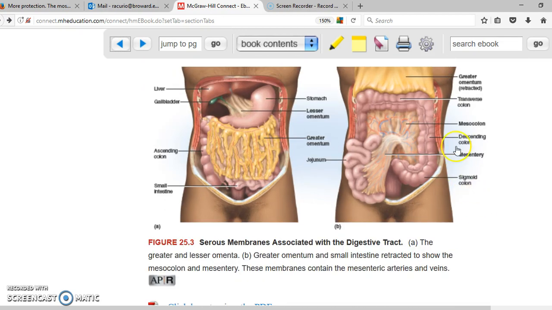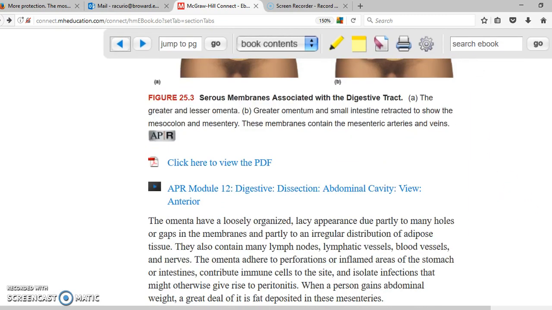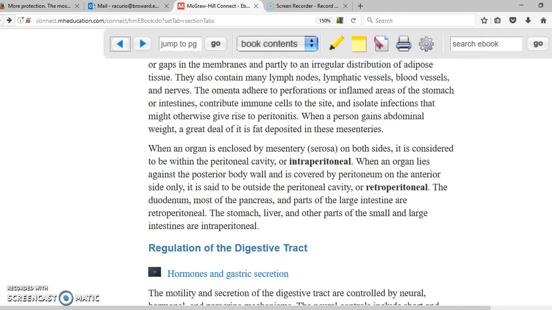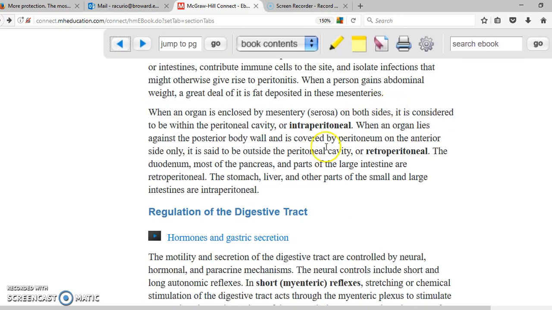Scroll down. Oh, right here, I just noticed, mesocolon is the mesentery that is attached to the colon. That's the mesocolon. Keep scrolling down, and as I said, some organs are intraperitoneal, other ones retroperitoneal.